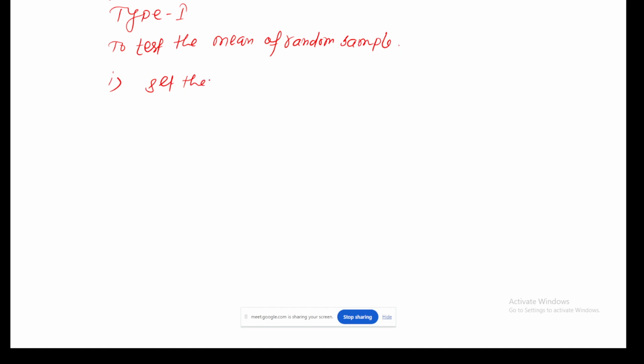So what is the first type? What is that? To test the mean of a random sample. What is the first case? Set the hypothesis.